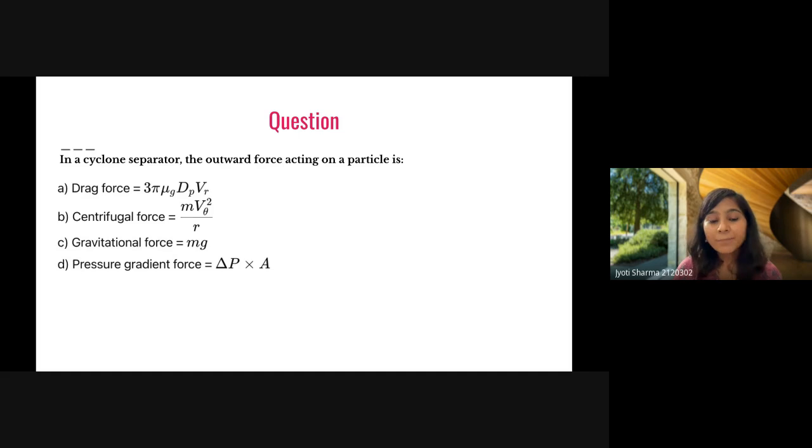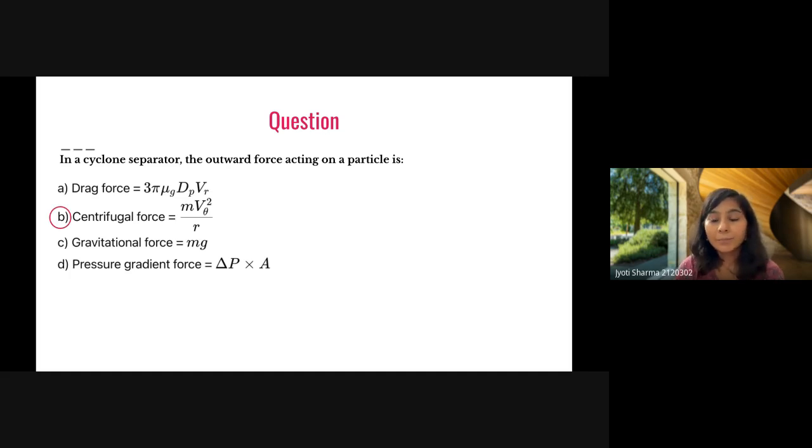Okay. In cyclone separator, because we are talking about the outward force that will act on the particle, you have to tell me whether it is drag force, centrifugal force, gravitational force, or pressure gradient force. It is an outward force, and we are talking about the circle. And you know what kind of force we talk about for the outward. So this is centrifugal. Yes. Priscilla gave me okay, Venkateshwar also gave me the right answer.